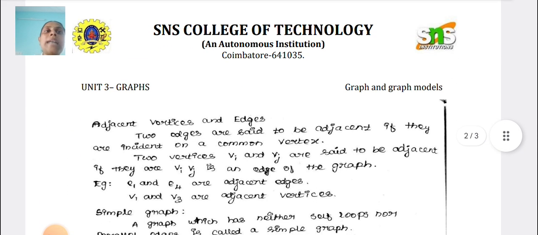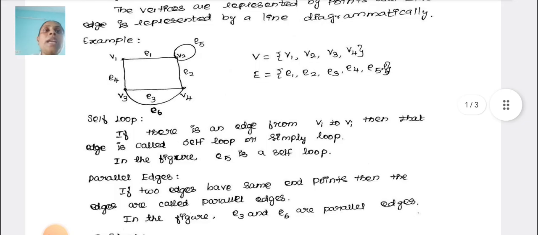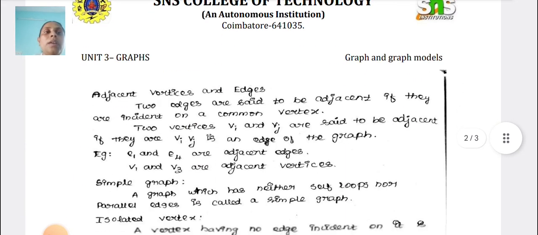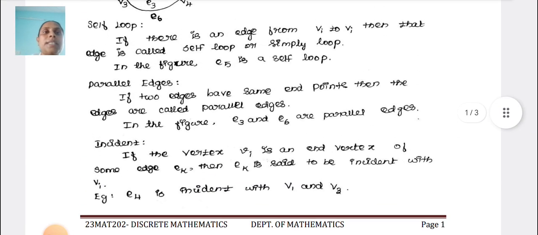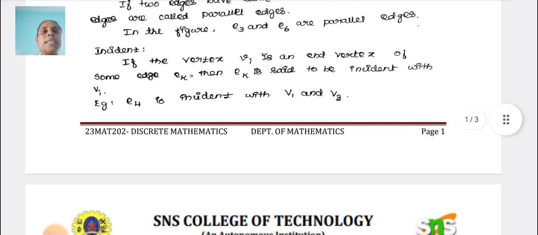Next, adjacent vertices and edges. Two edges are said to be adjacent if they are incident on a common vertex. Two vertices Vi and Vj are said to be adjacent if there is an edge between Vi and Vj in the graph. In this graph, E1 and E4 are incident on common vertices. Similarly, V1 and V3 are the adjacent vertices.